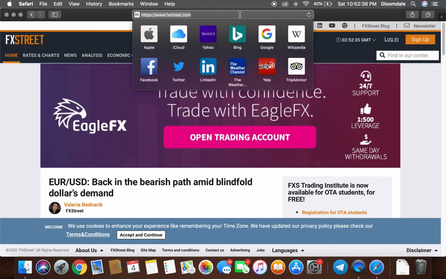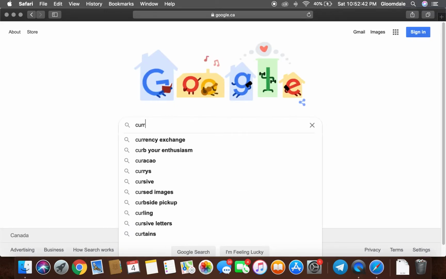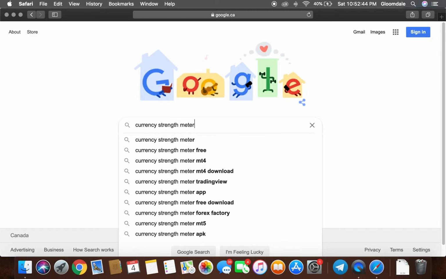Cool. The last one I want to show you guys, you can just go straight to google.ca and type in currency strength meter.